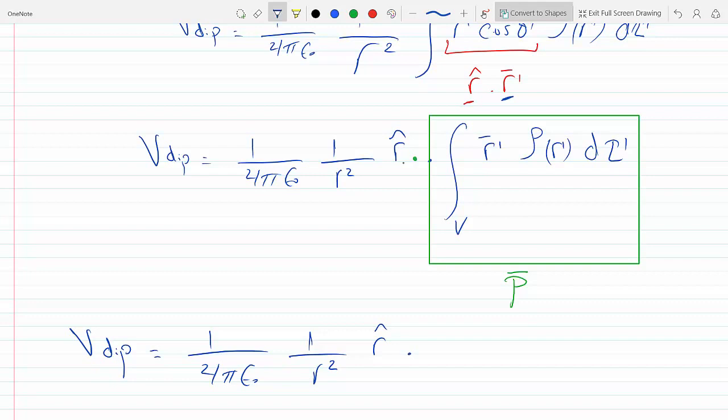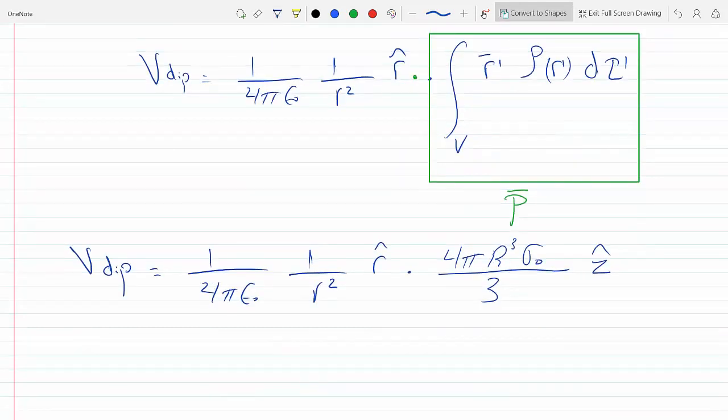and then dotted with the dipole moment. What did we get for it? From the previous part, P turned out to be 4 pi r cubed times sigma 0 over 3, in the z direction. So there are no more integrals. We've already done it. That's why I wanted to replace it with the dipole moment.